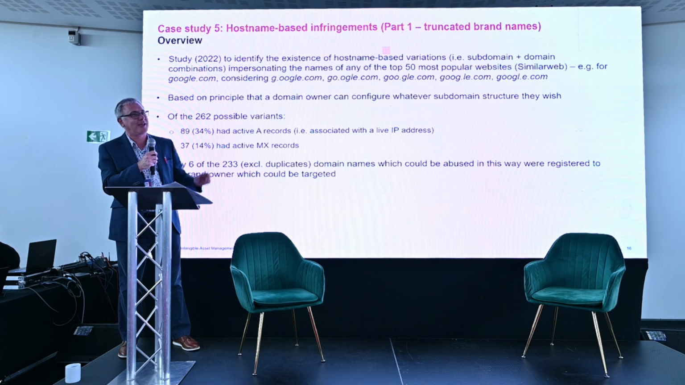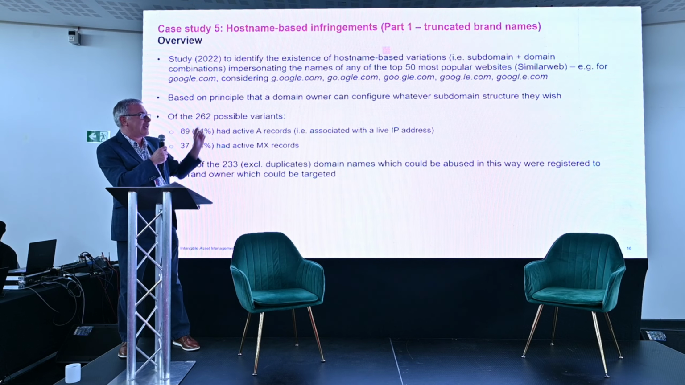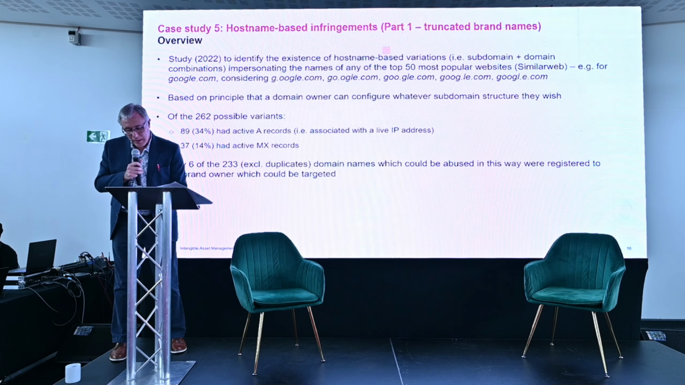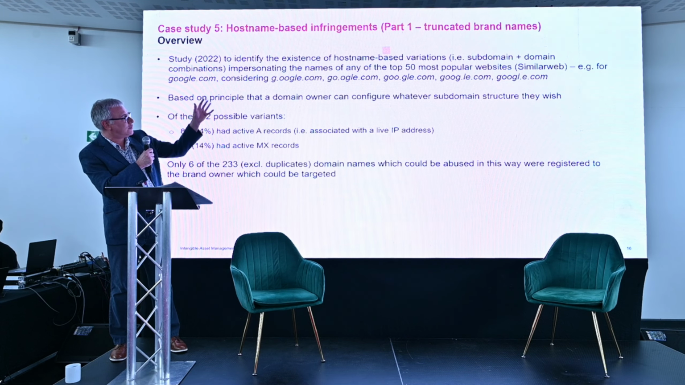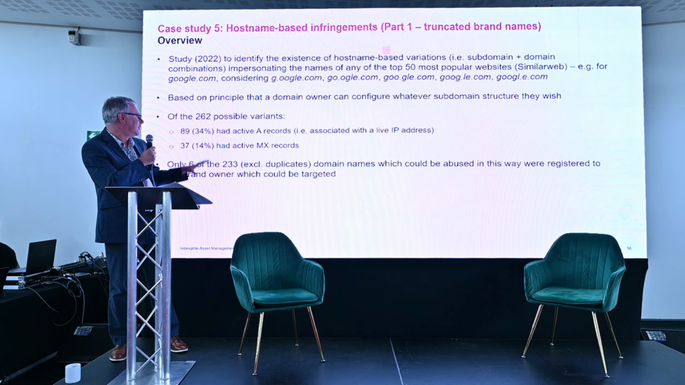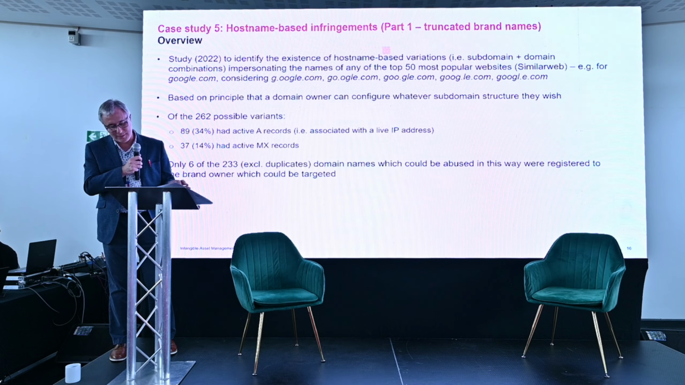Obviously, lots of these are already taken, but if you can find a truncated variant which is available for registration, once you've got that domain, you can tack on the front of it any subdomain you like. And again, it can be a really compelling way of creating a deceptive URL. Again, similar story. We looked at these various variants that were out there, looked at how they were being used. Lots of them did point at active sites, so they had active A records. Lots of them had active MX records, so potentially were being used for email functionality. And again, only a very small proportion were registered defensively by the brand owner in question.